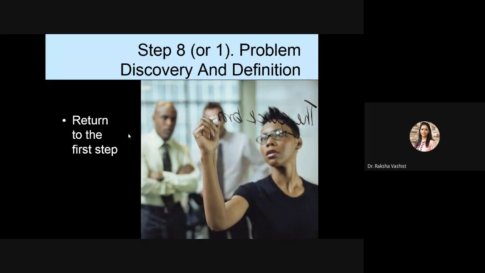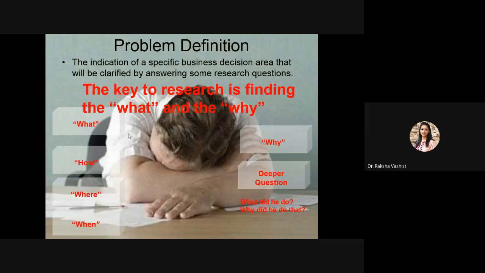All right. Then we come to step 8, or we can say step 1 again, we return to the first step, that is problem discovery and definition. Problem definition is the indication of a specific business decision area that will be clarified by answering some research questions. All right. In research there are different types of questions: what, how, where, when, why.